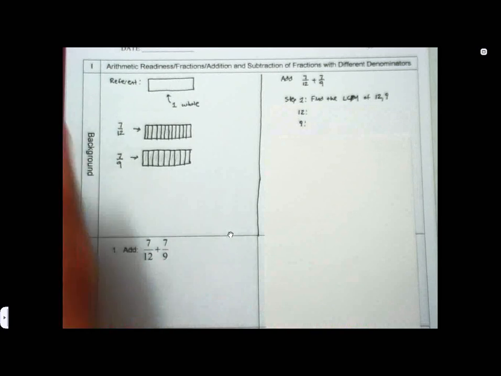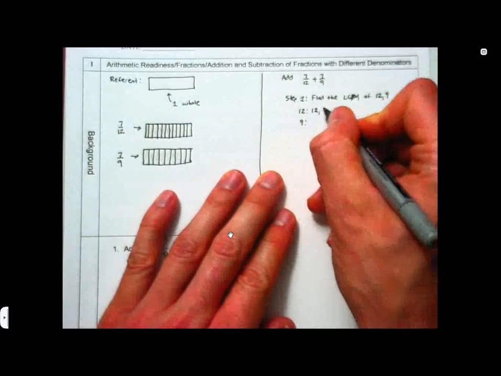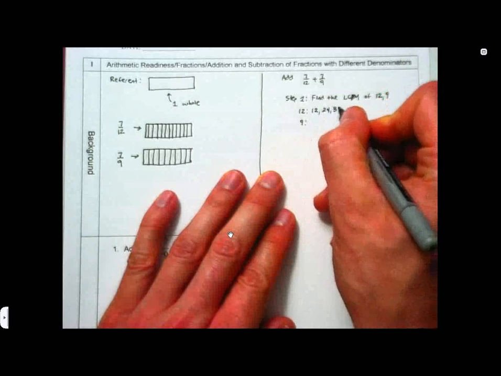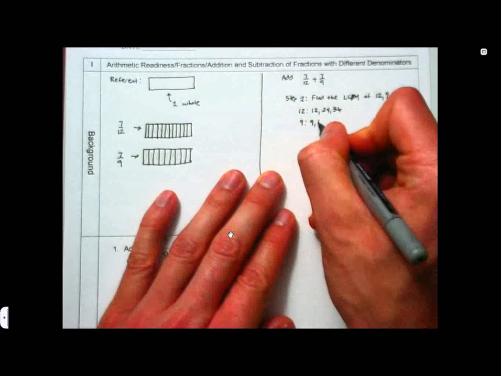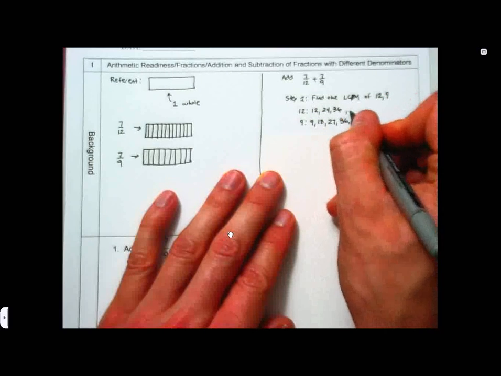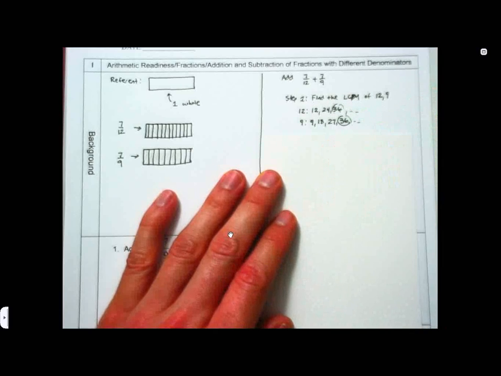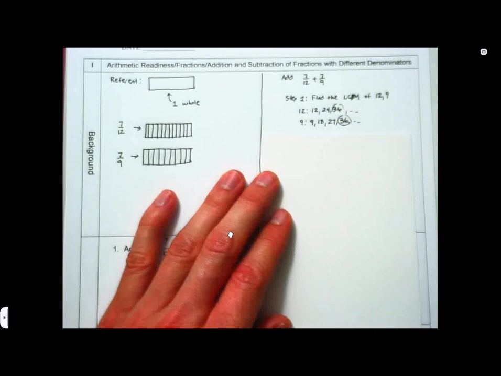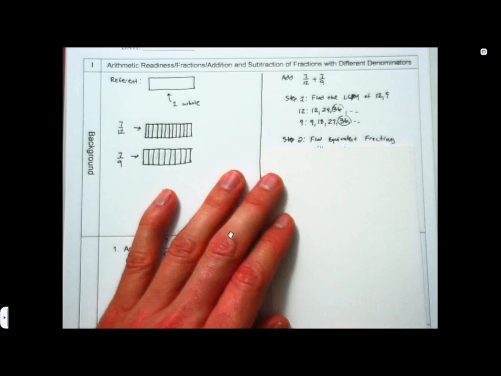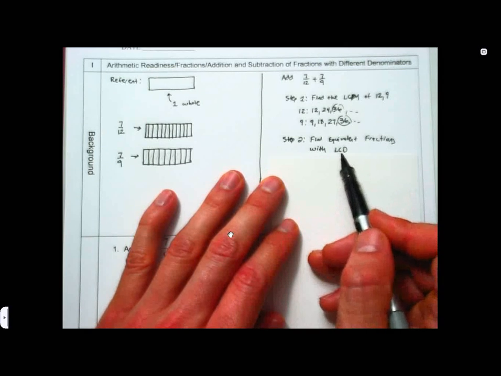Because 12 and 9 are relatively small numbers, I'm just going to list the multiples of 12, or at least some of them: 12, 24, 36, and I'm going to stop there. Now list the multiples of 9: 9, 18, 27, 36, and so on. The point is that the multiples of 12 and 9 cross at 36. So my least common multiple is 36. That's the first step in the process. The second step is to find equivalent fractions with my least common denominator, or LCD.